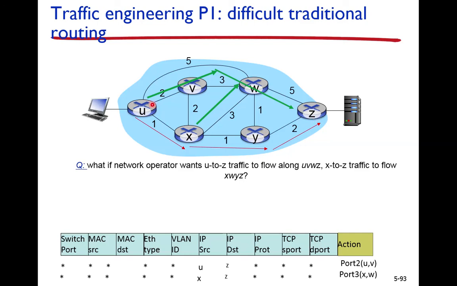Okay, so it cannot be achieved. Why? Because you can see that from U to Z, this is the shortest path, and from X to Z, this is the shortest path.